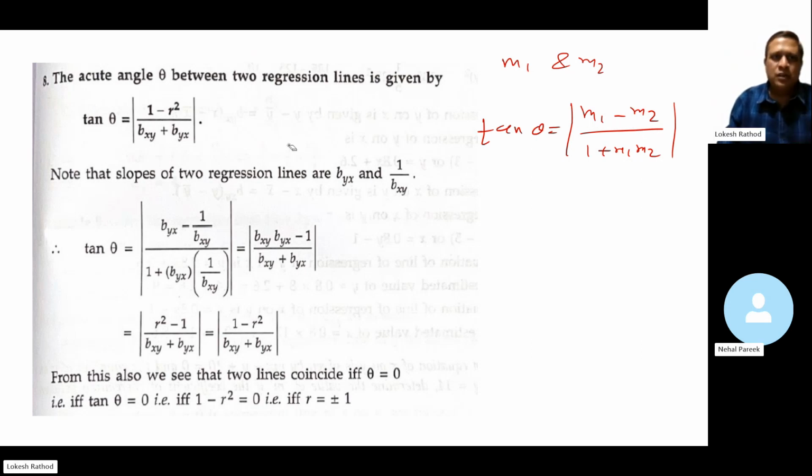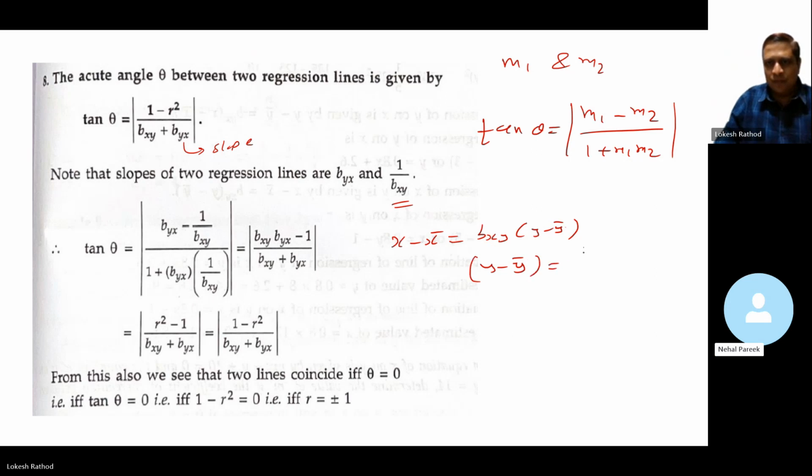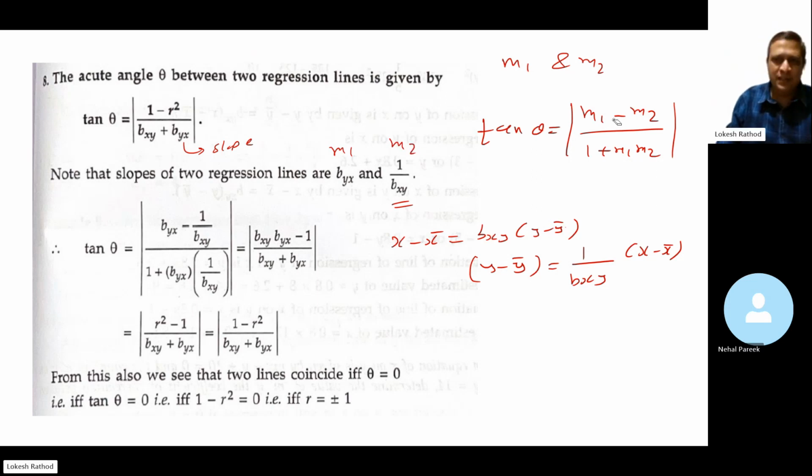Okay. Sorry, not byx, because byx is the slope. Bxy is not the slope. The slope is 1 over bxy. So this thing you need to write because we have x minus x bar is equal to bxy times y minus y bar. So the slope becomes 1 over bxy. Are you ready? Okay. This is m1, this is m2.